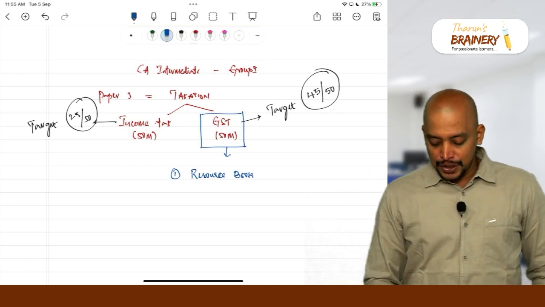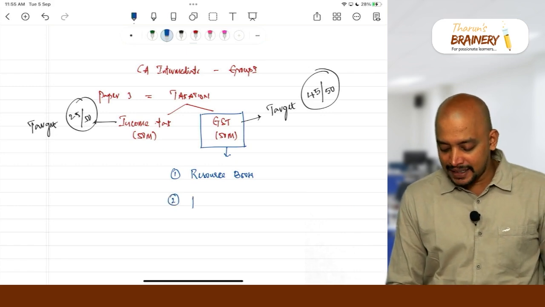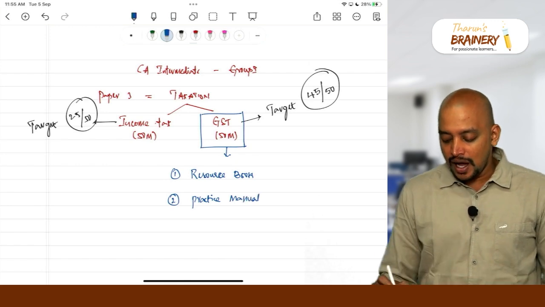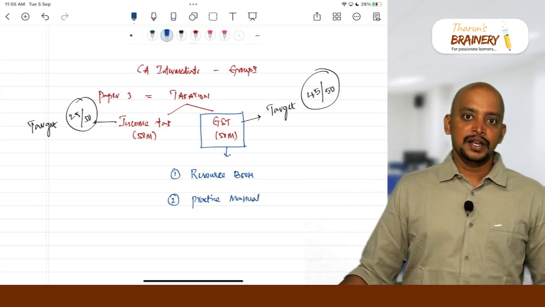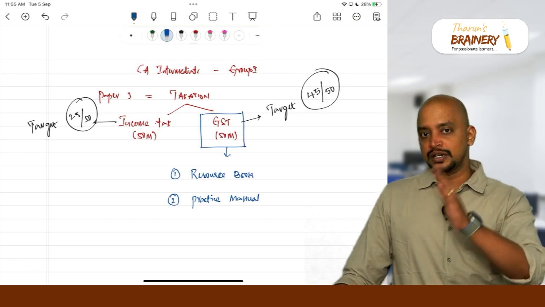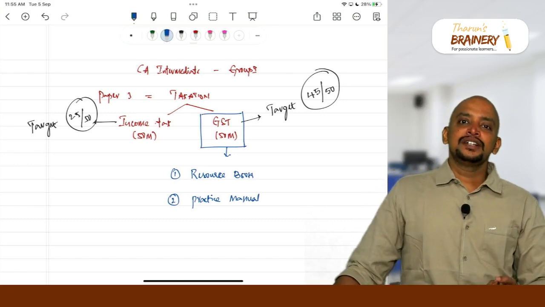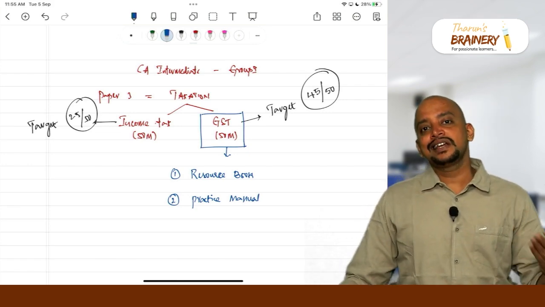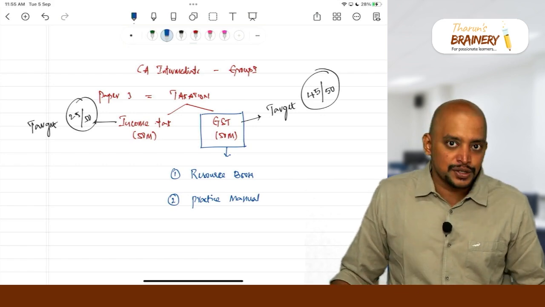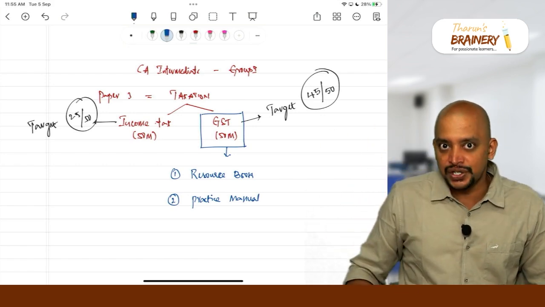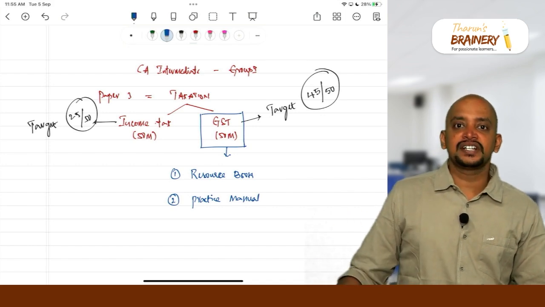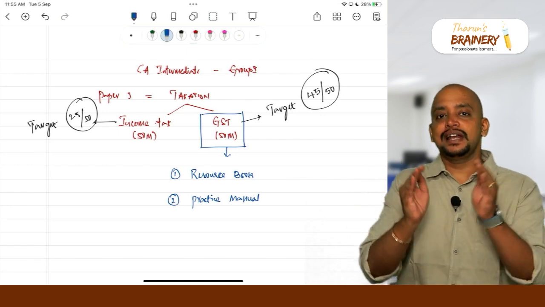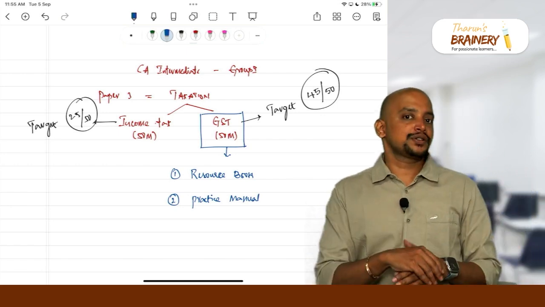Then second, you will be receiving practice manual. What is this practice manual? All past exam questions. Because even though you are under new syllabus, but GST is not new. So from 2018, May 2018 onwards, GST was being tested to CA intermediate students. So all those past exam questions, RTP questions, revision test paper questions, MTP questions, etc. I have made as a compilation, and even some extra questions also I have included in that.